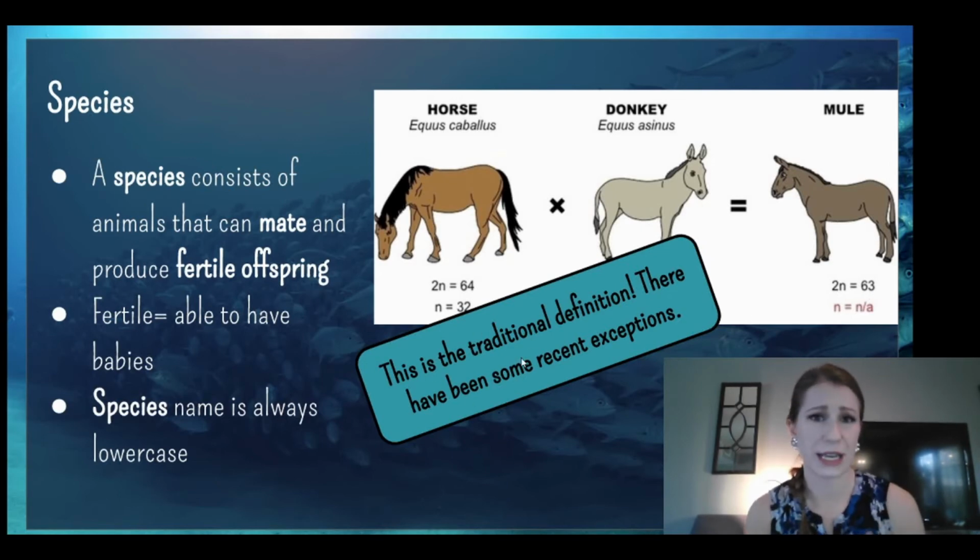There have been some recent exceptions over the years, mutations and some odd things happening, where a mule may be able to reproduce, or where a liger, which is the product of a tiger and a lion, could reproduce. So this is not 100% accurate anymore, but this is the accepted definition. It is true the majority of the time. This is our definition for a species.